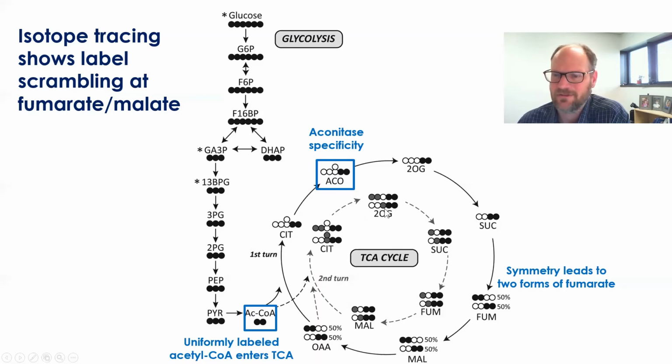Now things get a little more confusing after a CO2 is lost, because on the second turn, you can end up with 3 labeled alpha-ketoglutarate or 4 labeled alpha-ketoglutarate, depending on which carbon got lost. And then things get progressively more and more muddy as additional turns of the TCA cycle move from there.